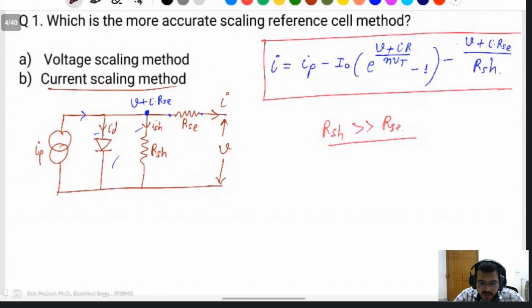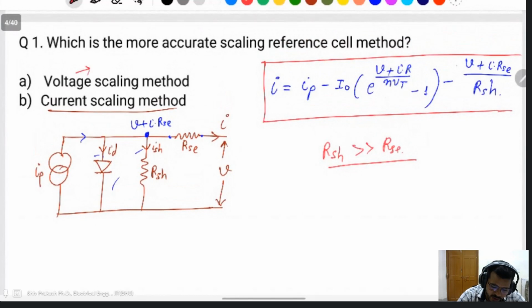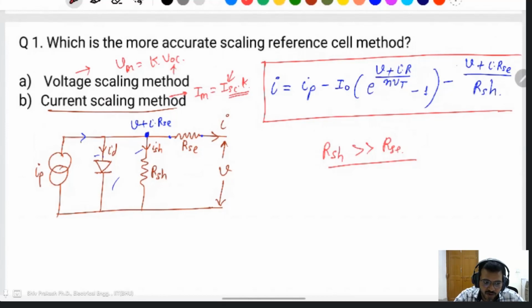And find the short circuit in scaling of the voltage and current method. In the voltage method, you scale the VOC in terms of Vm. It means Vm is equal to K times VOC. In current scaling, we scale the short circuit current ISC in terms of the IM, the maximum current rate. The point is IM is ISC into K1. It means you require ISC and VOC. To find the ISC and VOC, you get the short circuit or open circuit.